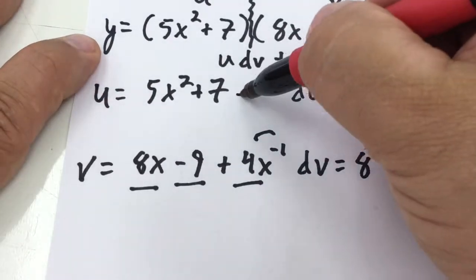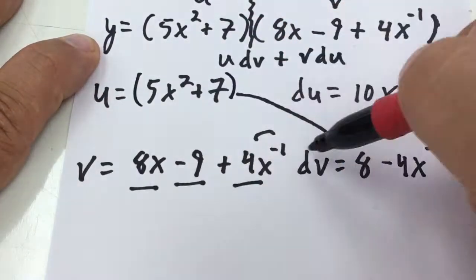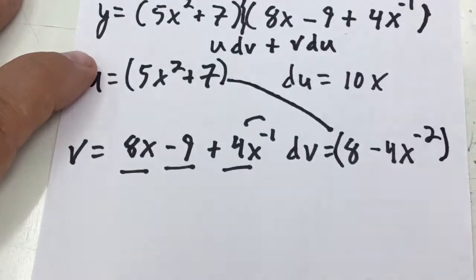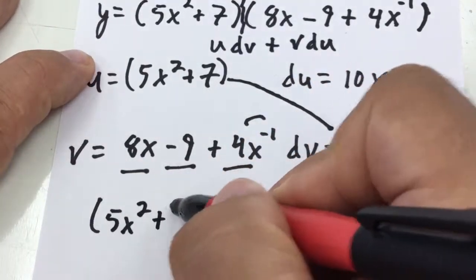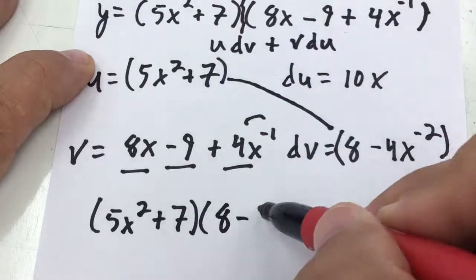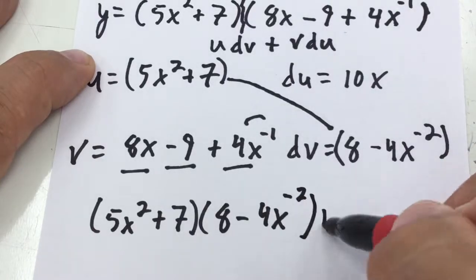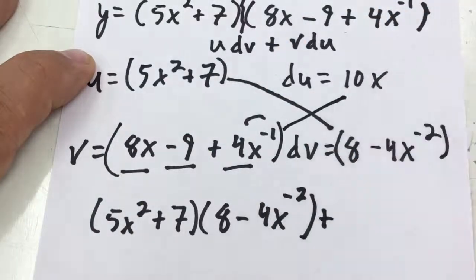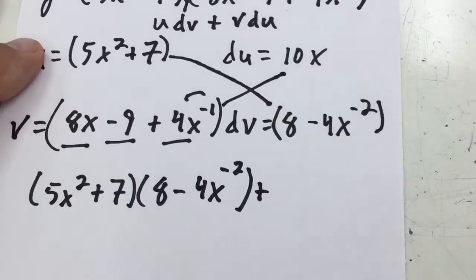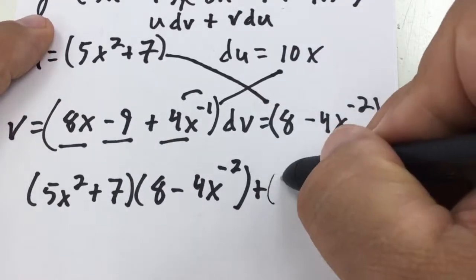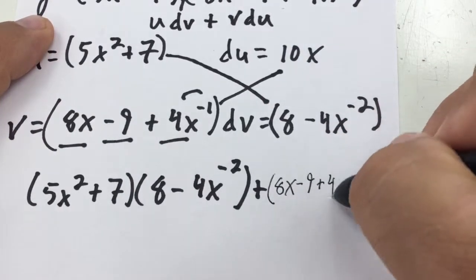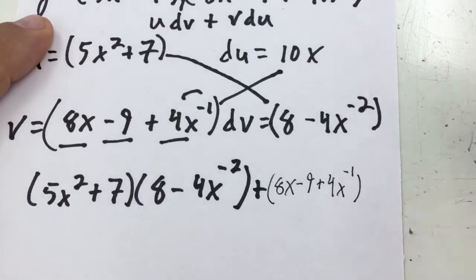So I'm going to take the u and multiply it times the dv. This value times this value. Or some people just say crisscross applesauce. I don't know why. So 5x squared plus 7 times 8 minus 4x to the negative 2 plus v du. I don't know if I can fit this. 8x minus 9 plus 4x to the negative 1 times 10x.